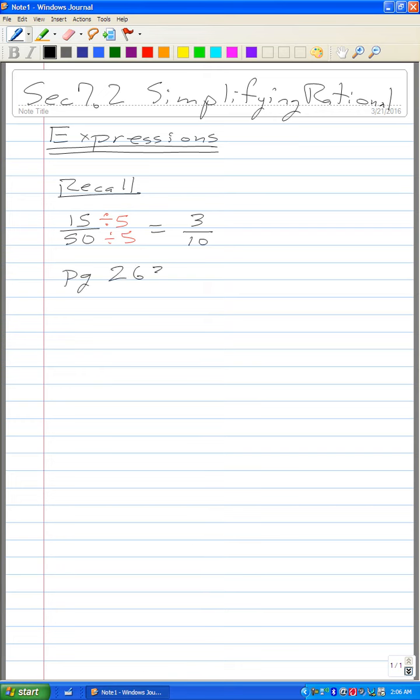So let's do an example on page 263. Let me do problem number 2, 16 over 22. In exercises 1 through 28, write the rational expression in lowest terms. So let's do this. So I can divide both the numerator and denominator by 2. And so I can simplify this to 8 over 11.